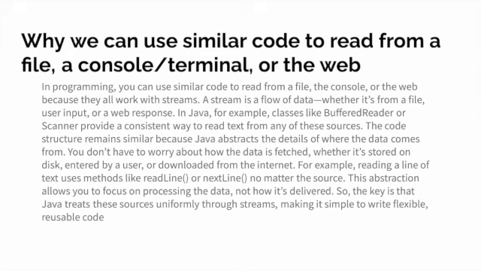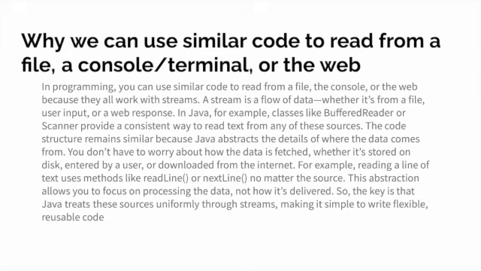So in programming, we can use similar code to read from a file, the console, or the web, because they all work with streams. A stream is a flow of data, whether it's from a file, user input, or a web response. In Java, for example, classes like BufferedReader or Scanner provide a consistent way to read text from any of these sources. The code structure remains similar because Java abstracts the details of where the data comes from. You don't have to worry about how the data is fetched, whether it's stored on disk, entered by a user, or downloaded from the internet.